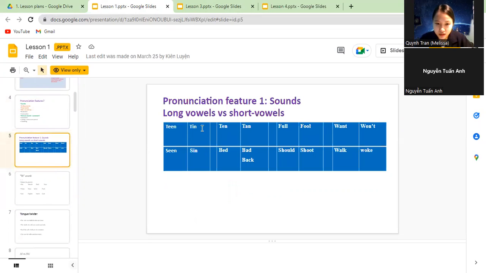Okay, so pronounce this for me. Teen. Teen. And this one. Teen. Scene. So can you distinguish these words? I think the long vowel is a bit longer than the short vowel. Maybe, yeah, maybe it is correct. But then read this word again for me.